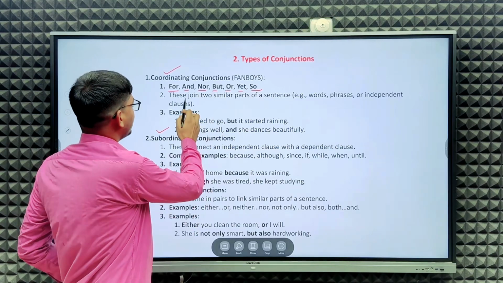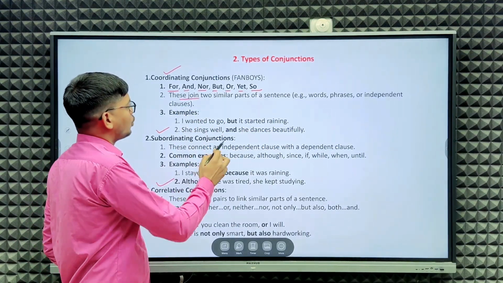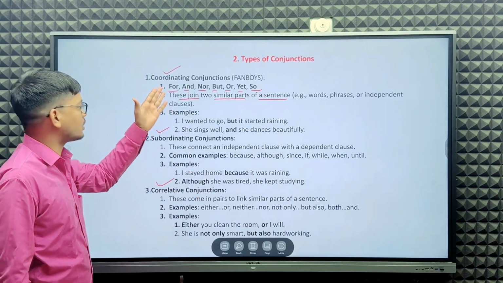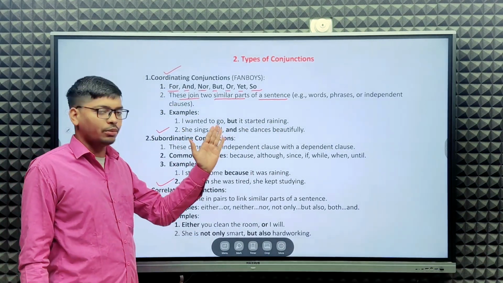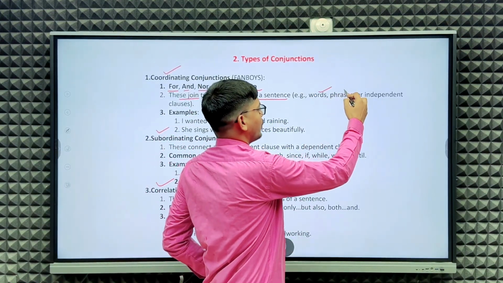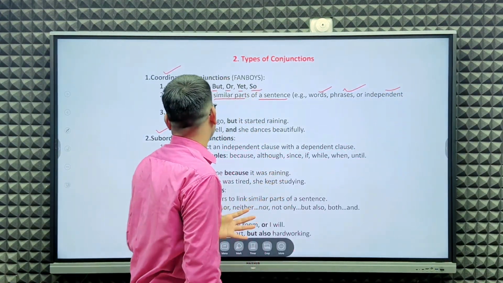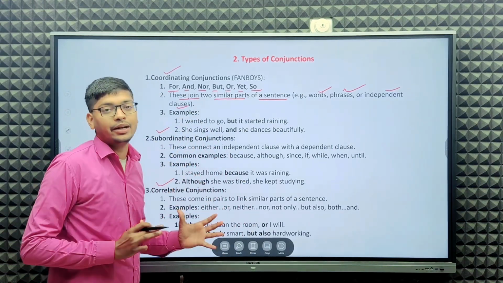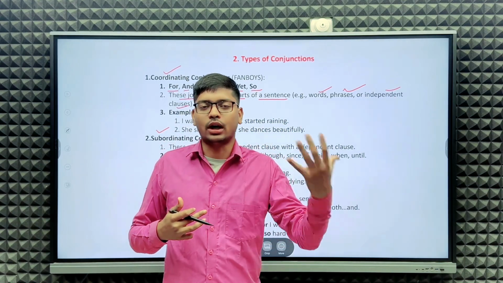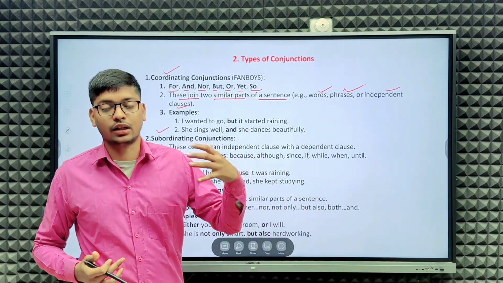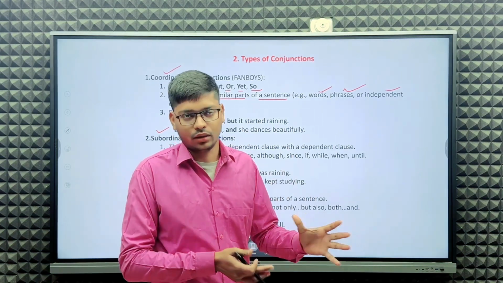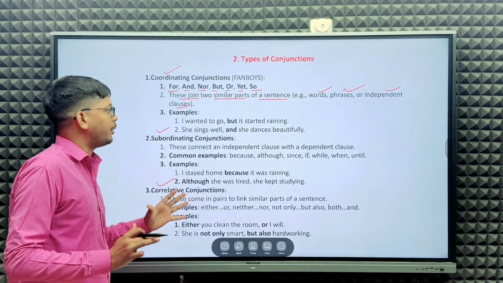These conjunctions join two similar parts of a sentence, like words, phrases or independent clauses. Independent clause means it does not depend on other clauses or sentences. So they are all independent clauses.